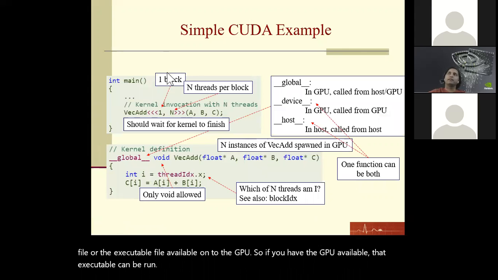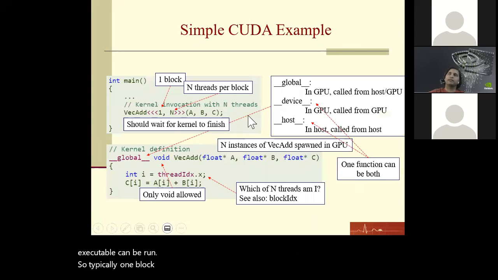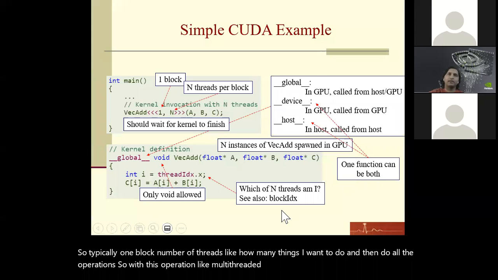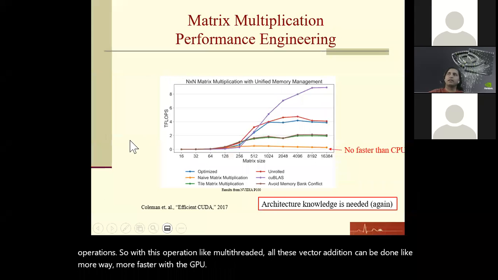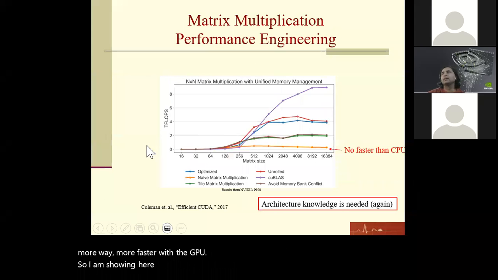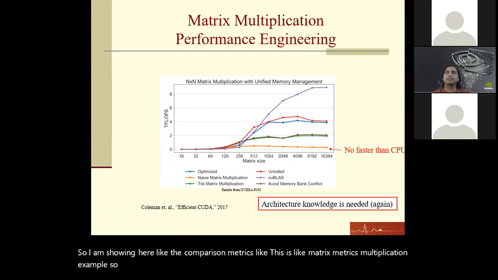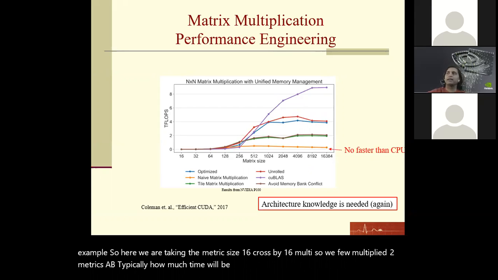Typically you specify the number of threads in a block, how many threads I want, and then do all the operations. With this multi-threaded operation, the vector addition can be done much faster with the GPU. I am showing a comparison here, a matrix multiplication example. Here we are taking a matrix size of 16 by 16. If you multiply two matrices A and B, how much time is typically required? The maximum we are supporting right now is 60K by 16K, which is a very high number.